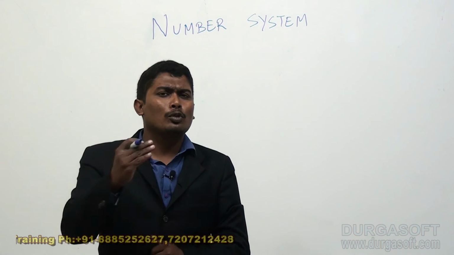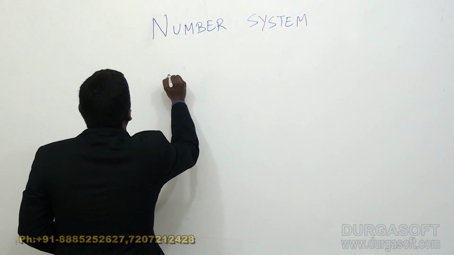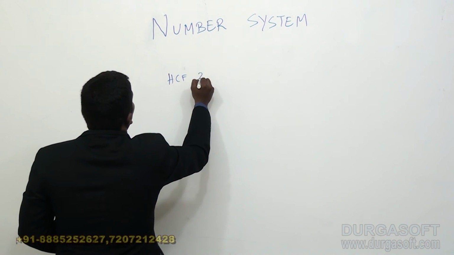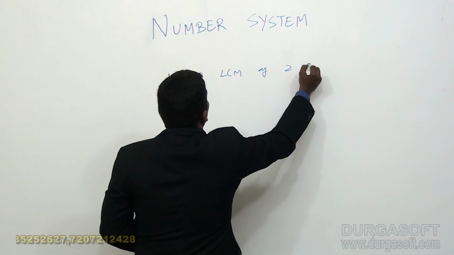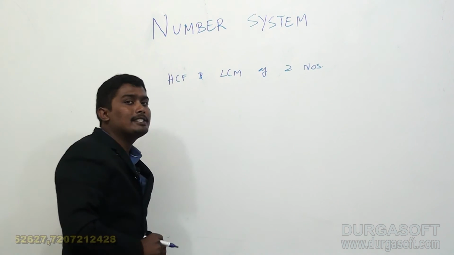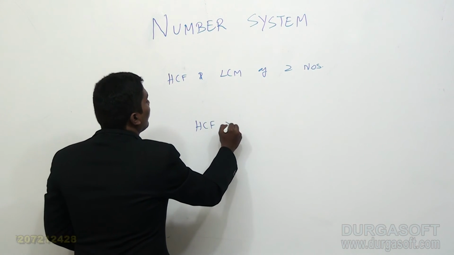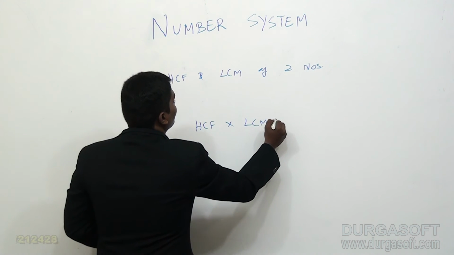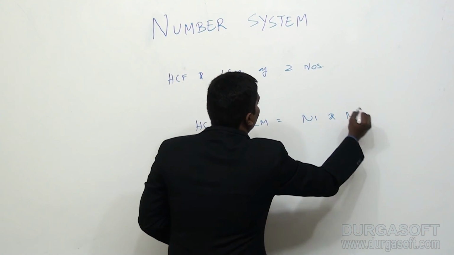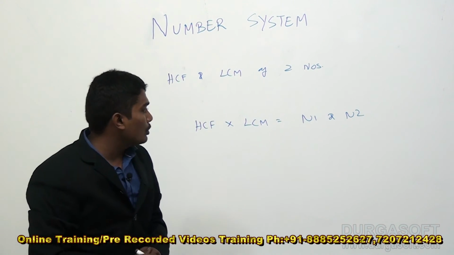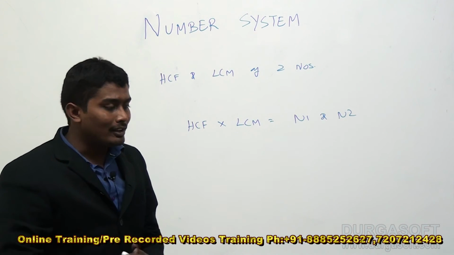So now we will be looking at the properties of HCF and LCM. The first and foremost, the basic property: if you find the HCF and LCM of two numbers, the product of HCF and the LCM will be the same as the product of the two numbers n1 and n2. We'll check whether this rule works every time or not.